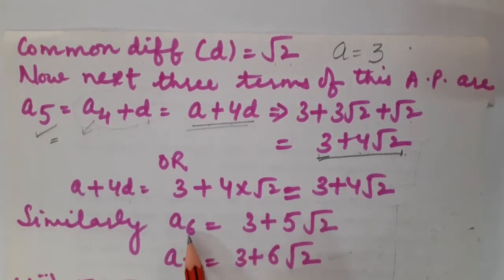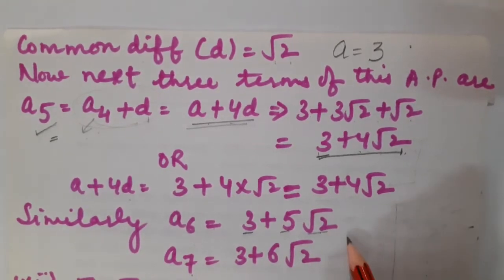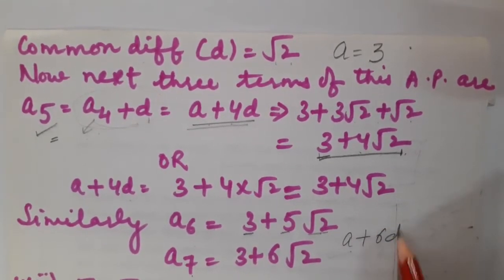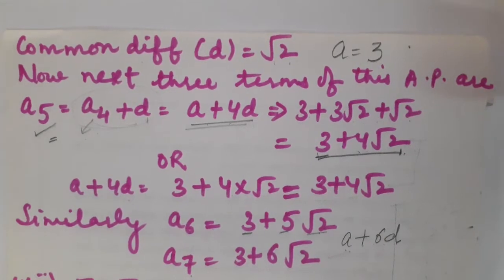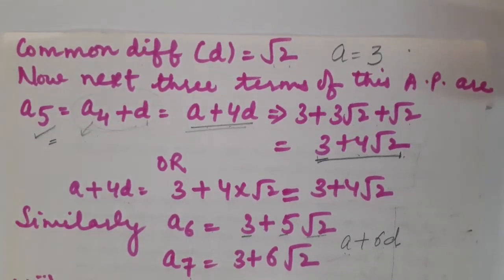Okay. Now in the same manner, children, you can easily calculate the sixth term. That would be A6 is equal to, what is A? A is 3 plus, you have to write A plus 5D, na? So it is 5, and what is D? D is root 2. Correct. So how to calculate A7? A7 will be A plus 6D. What is A? 3 plus 6 into root 2. So these are basically the 3 more terms of the given AP.